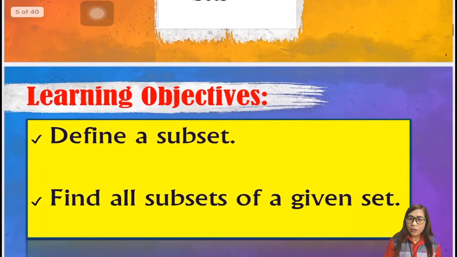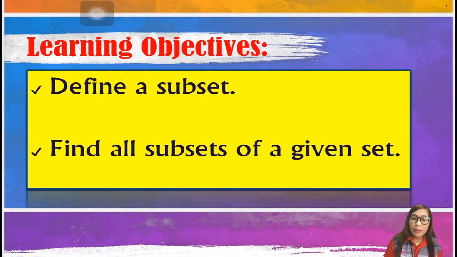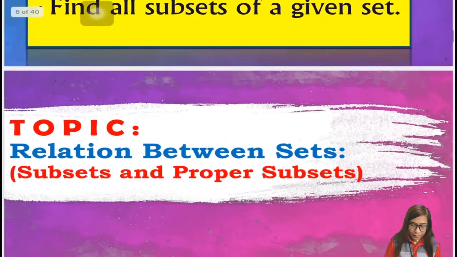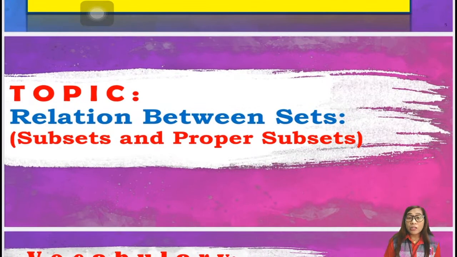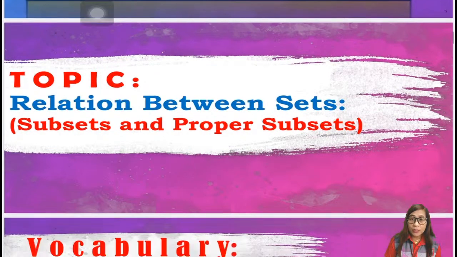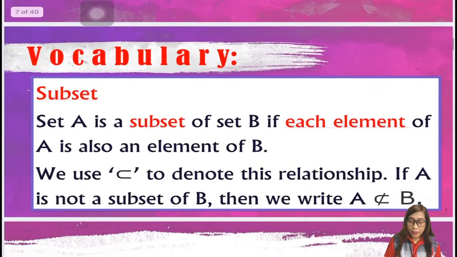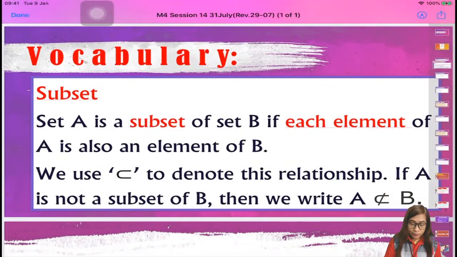Okay, so the learning objectives for today's lesson are that the students should be able to define the meaning of the word subset. And the second one is the students will be able to find all the subsets of a given set. So the topic is the relation between sets, specifically about subsets and proper subsets. For the vocabulary, we have here subset. Set A is a subset of set B if each element of A is also an element of B.